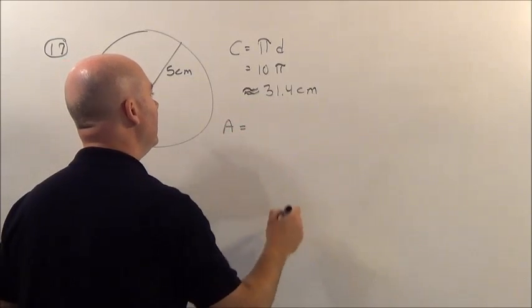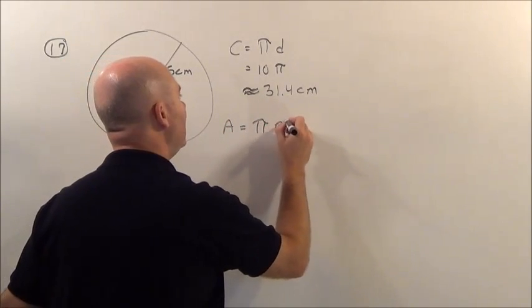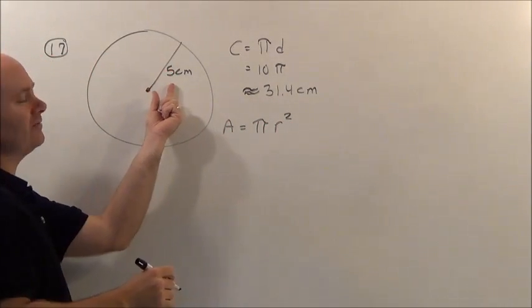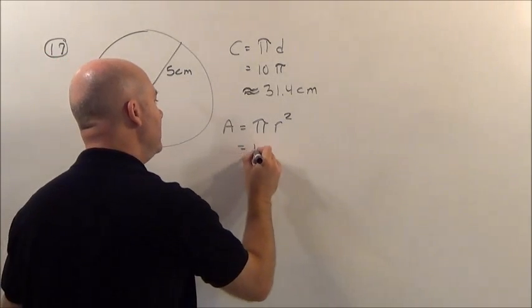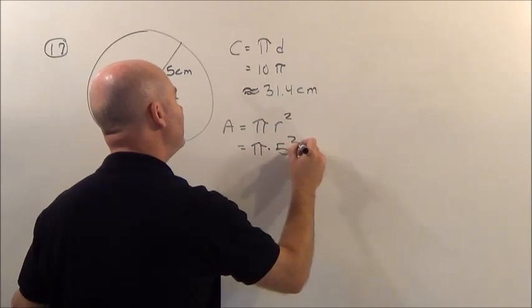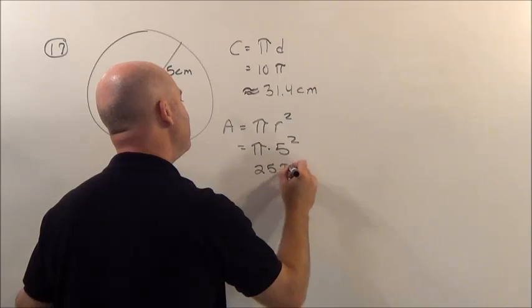Area, well, let's come to area. The formula for area is pi times your radius value squared. Well, it gives us the radius of 5, so that's simply pi times 5 squared, so it becomes 25 pi.